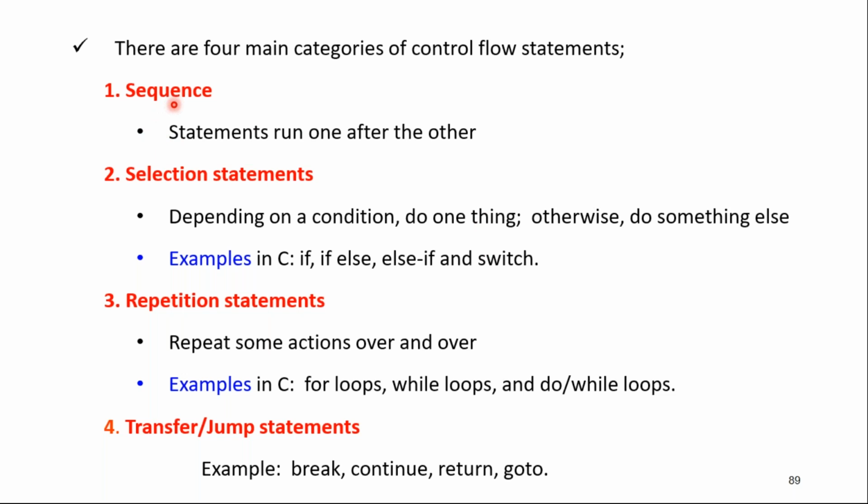The first is sequence, the second is selection statements, and the third is repetition. Repetition statements are the for loop, while loop, and do while loop. If you want to display a particular statement or result a number of times, it is a repetition statement. Next is the transfer or jump statement: break, continue, return, and goto. We will see these when we discuss these keywords in the program, so that you can understand.